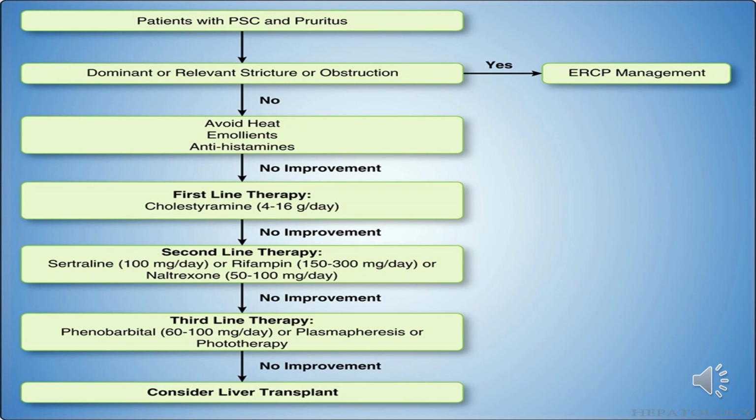Alternatives for refractory pruritus, I mean pruritus that is not even responsive to bile acid sequestrants, are sertraline 100 milligram daily. That's one option. Another option is naltrexone, and you titrate to a dose of 50 to 100 milligram daily. And finally, you may use rifampin 150 to 300 milligram twice daily.